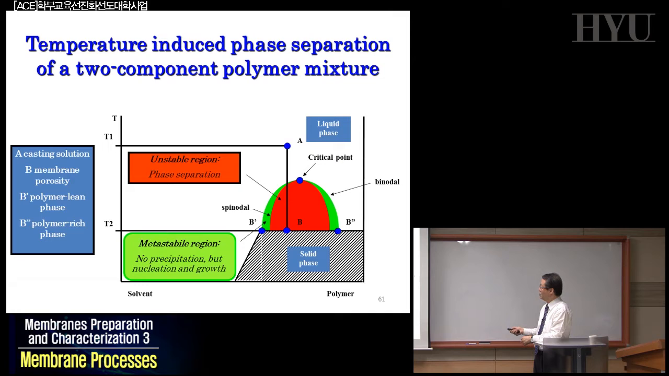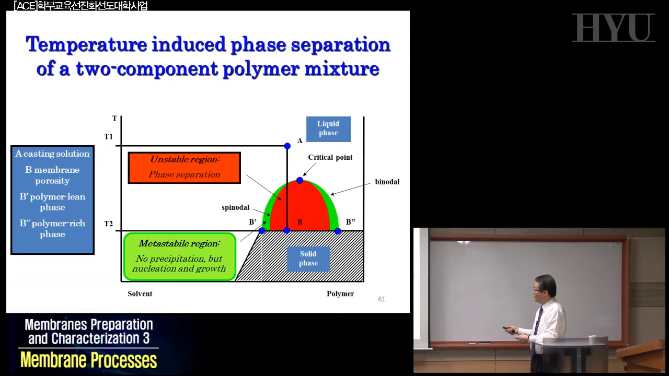This A to B will follow these two lines, where the upper line of this green portion will be defined as the binodal line, whereas the upper line of this red portion is called the spinodal line. And between this spinodal and the binodal, the green area is called the metastable region.